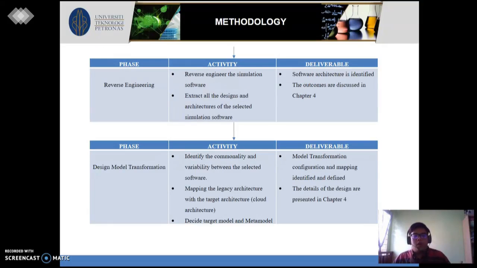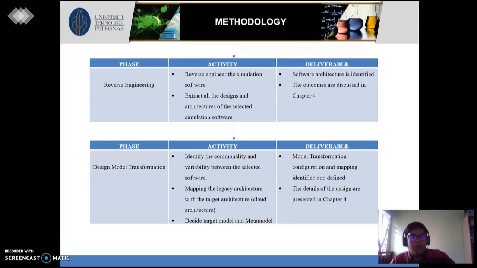After that, I will undergo the reverse engineering process. In this phase, the systems that were selected previously will undergo the reverse engineering process. In this process, I will extract all the design and architecture of the selected simulation software. Next, we'll proceed with the design model transformation.